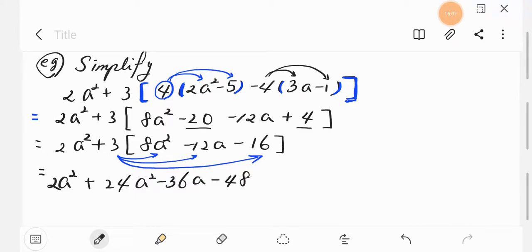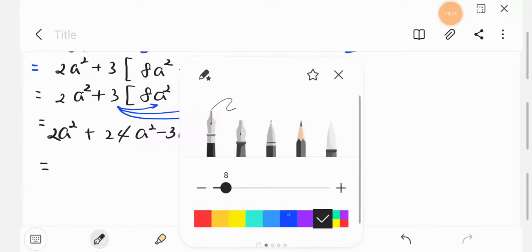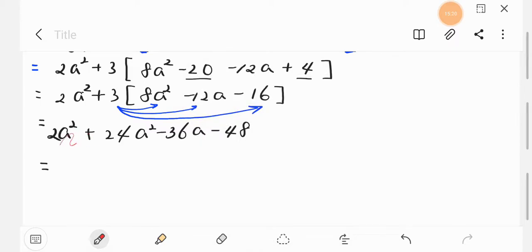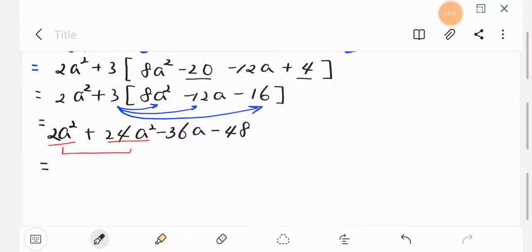Okay, so from here, let's combine the like terms. So we removed all the parentheses using the distribution property. Then what are the like terms? Okay, the first one is a squared, the second term is a squared, so these two are the like terms, right? So let's combine these two. When we combine this, just add the coefficients, the numbers.